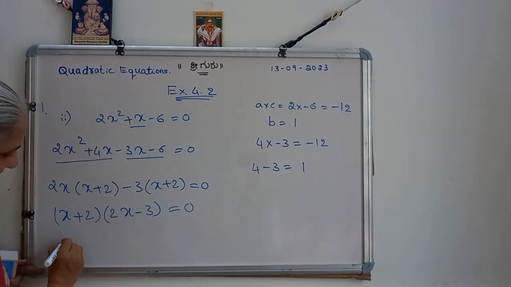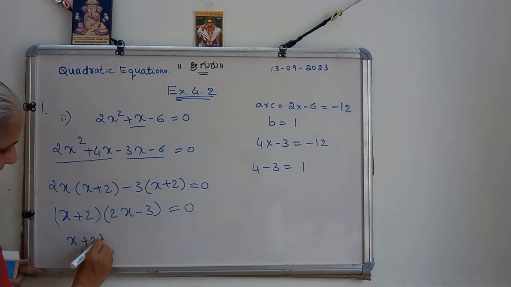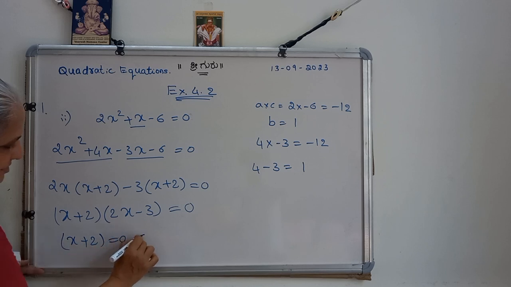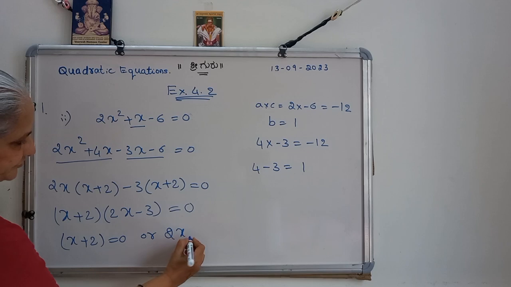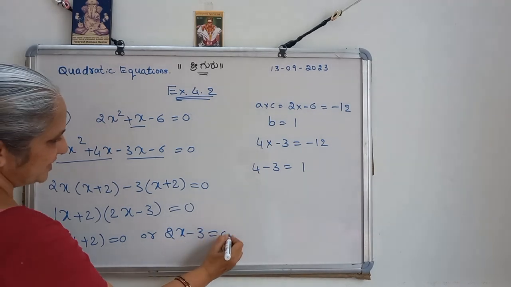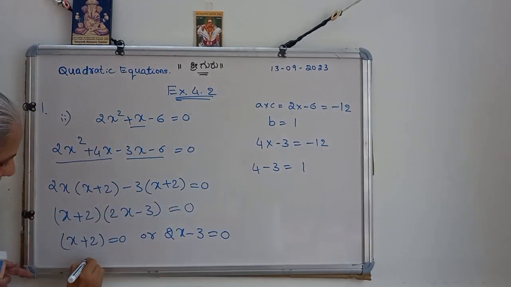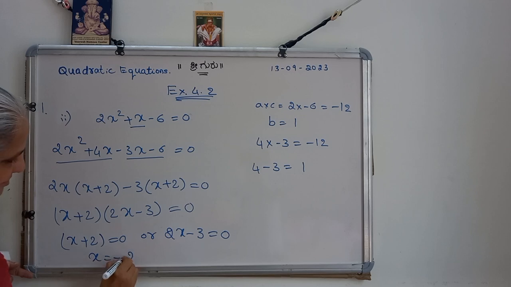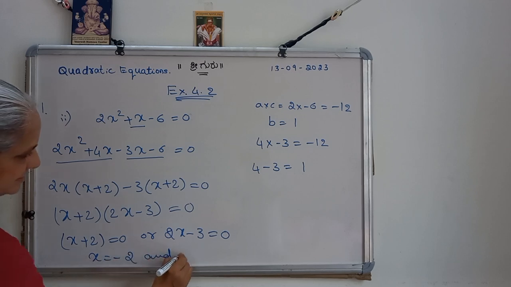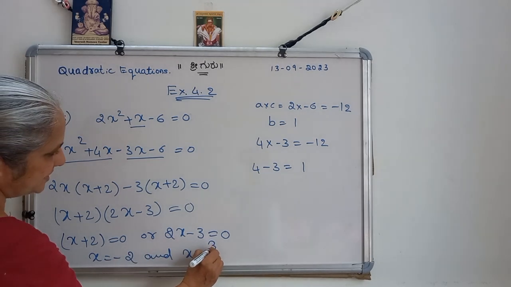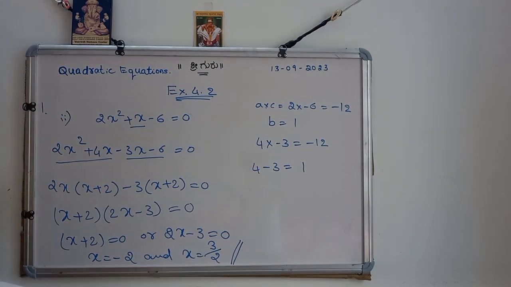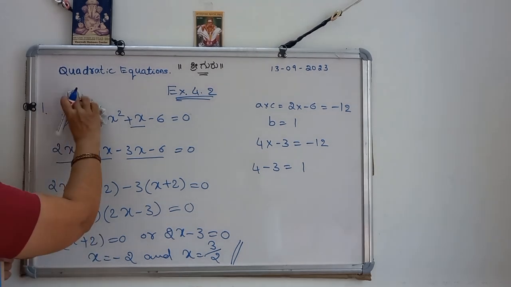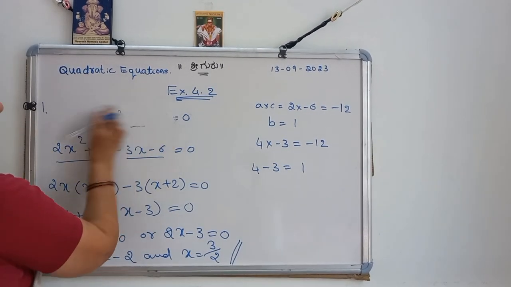Now equating each linear factor to 0, we can get the roots of the given equation. Here x is equal to minus 2 and x is equal to 3 divided by 2. This is the answer. Now the third one.